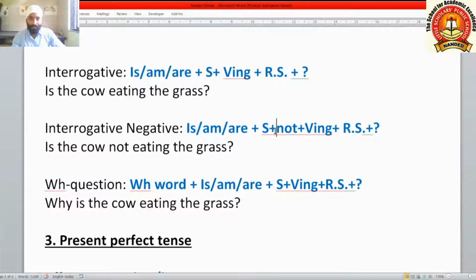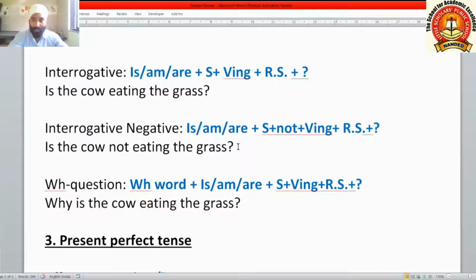This negative sentence you can write in both ways. Isn't the cow eating the grass, or is the cow not eating the grass? Only in interrogative sentences, if you want to write this "not" separately, you have to write it after the subject. So the cow is the subject here. After the subject we are writing "not". If you want to write its contracted form, you can write this way also. Isn't the cow eating the grass?